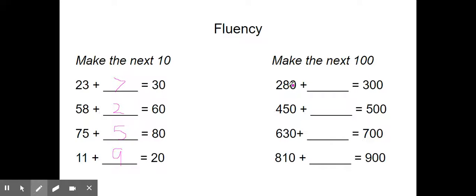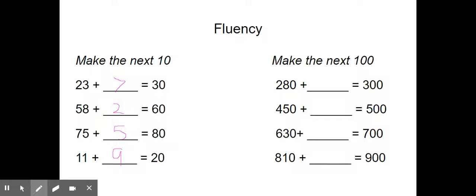Now go ahead and answer the next 4 questions, making the next 100. Here you're paying attention to the 10s. Partners to 100 are just like partners to 10. Pause the video while you solve these problems and then we'll go over them together.